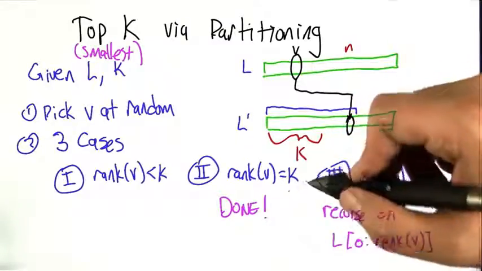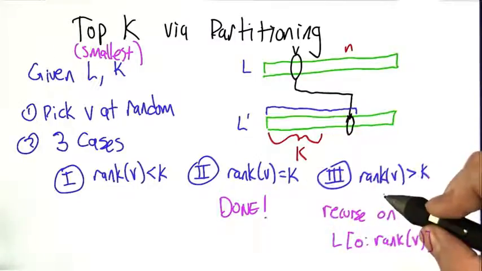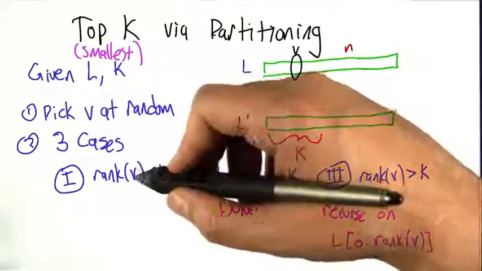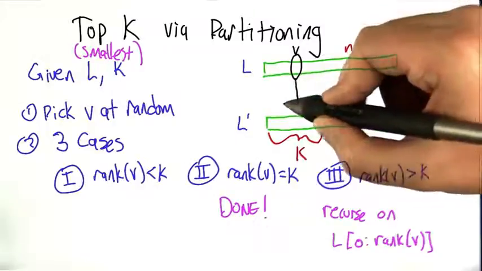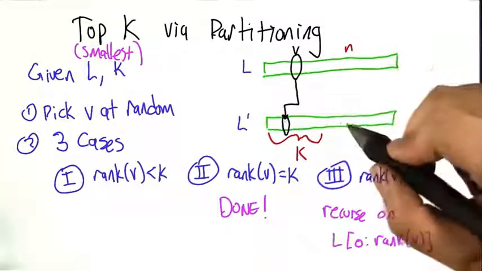So great, now we've handled 2 of the 3 cases. In one case, it's completely solved. In another case, we have a smaller version of the same problem. What about the third case? So the third case is when the rank of v is smaller than k. So we do a partition, and the v that we happen to pick is off to the left here.